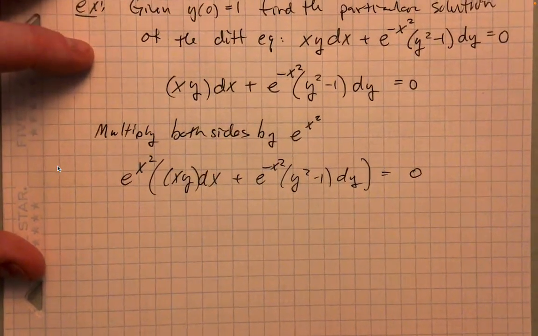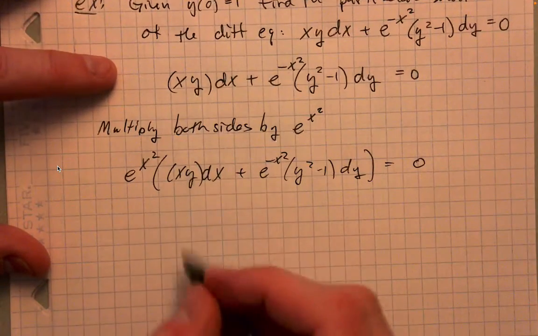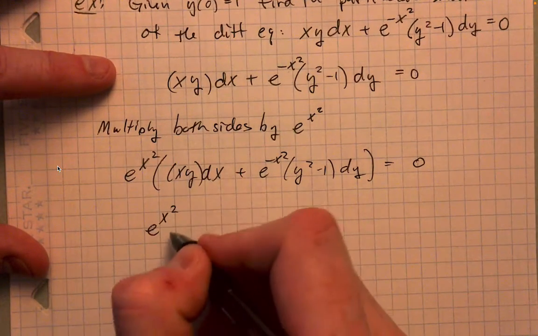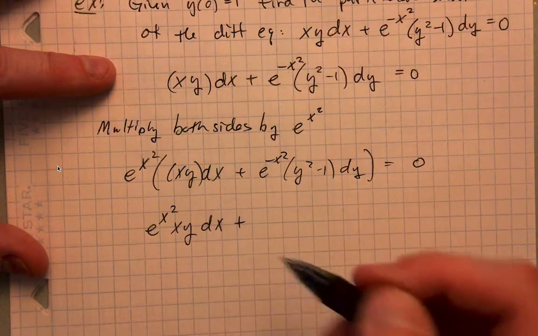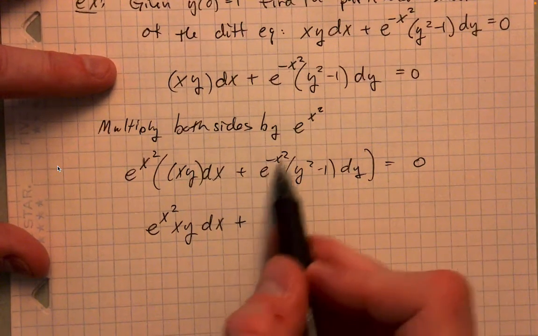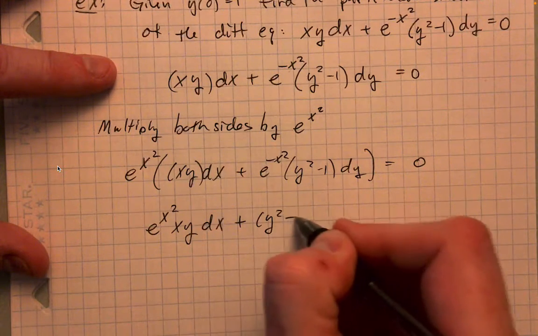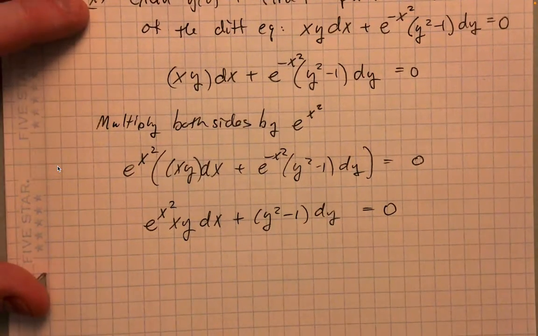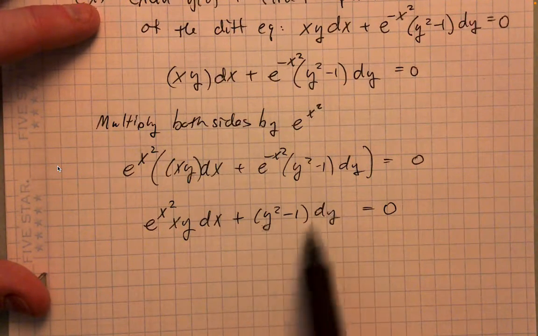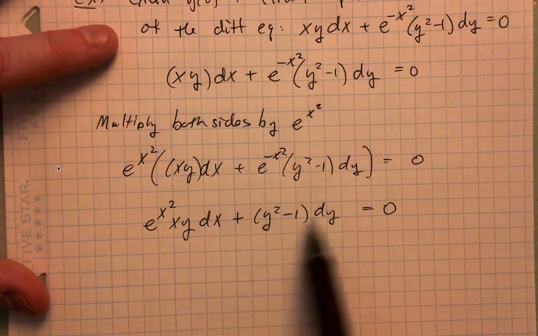All right, and so when we do that, of course, we get e to the x squared xy times dx plus, and then what happens over here? Well, this guy just disappears, right? And I have y squared minus 1 dy equals 0. Okay, so that's good. This is looking more separable.